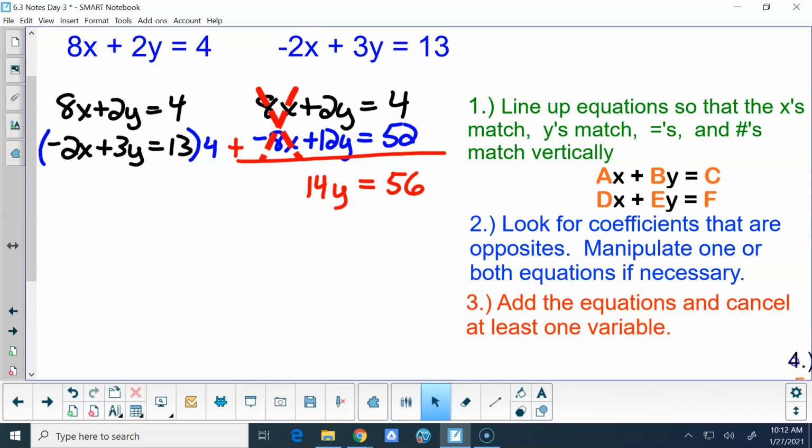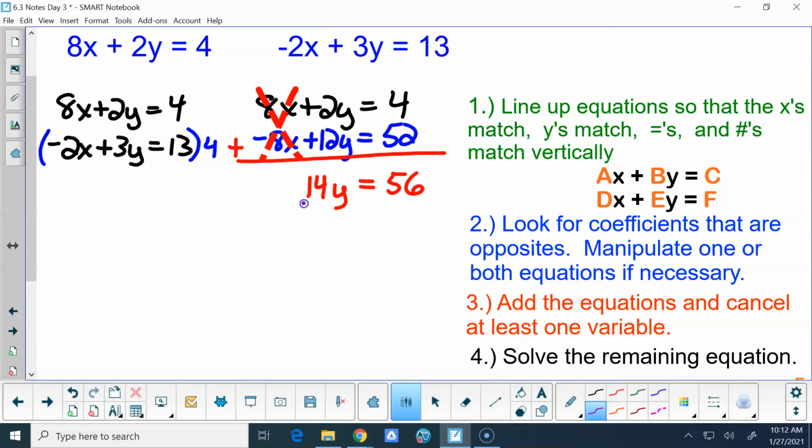And then what we do with that is we solve that equation. So I would divide both sides by 14 here, giving me y equals 4.